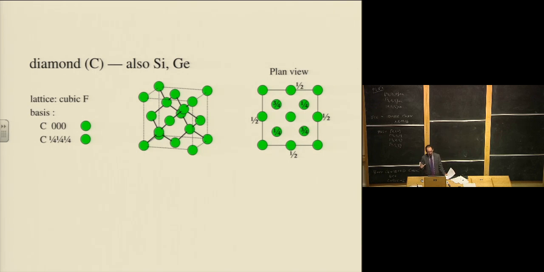But that doesn't tell you where all the positions of the carbons are. There are additional carbons, and you can describe the position of the carbons as being displaced by 1/4, 1/4, 1/4 from every lattice point. So for example, in the plan view, we start with this carbon at 0, 0, 0, and then we displace by 1/4, 1/4, 1/4, and we find another carbon at that position as well. So again, I don't have to describe the position of all of the 8 carbons in the conventional unit cell. I only have to tell you that it's an FCC lattice, and it has a basis of 2 atoms, one at 0, 0, 0, and one at 1/4, 1/4, 1/4, and that's sufficient to describe everything.